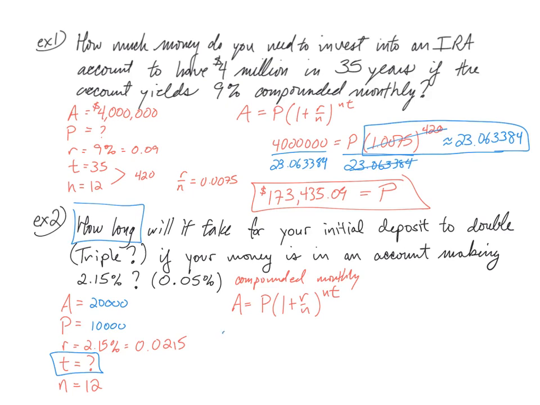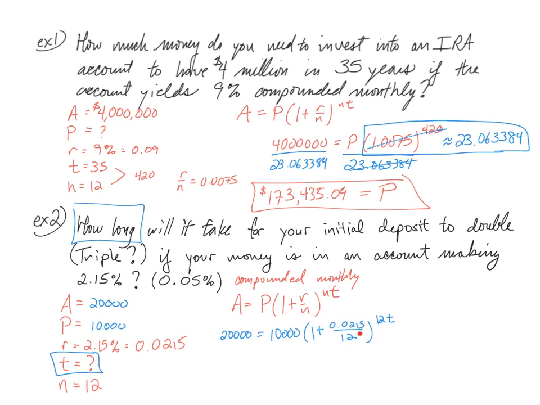The accumulated amount being 20,000. The principal being 10,000. 1 plus, what is it? 0.0215 over 12 to the 12t power. So this is our first instance where the variable we're looking for is in the exponent. And this is what we were getting to, learning about the log equations and how you get a variable out of the exponent. And it turns out we still want to do the same things.